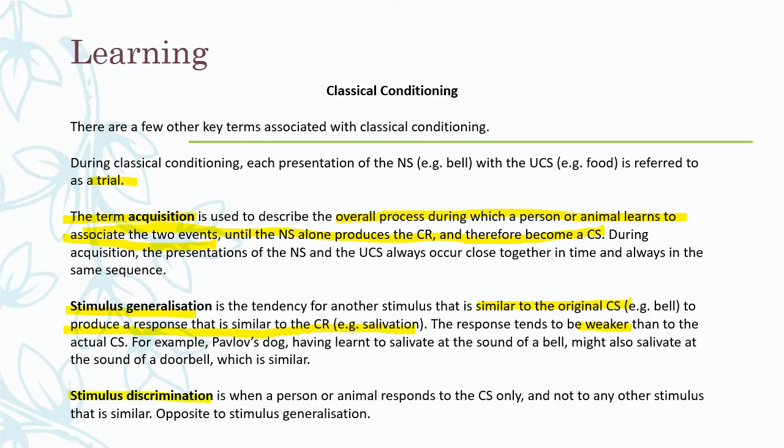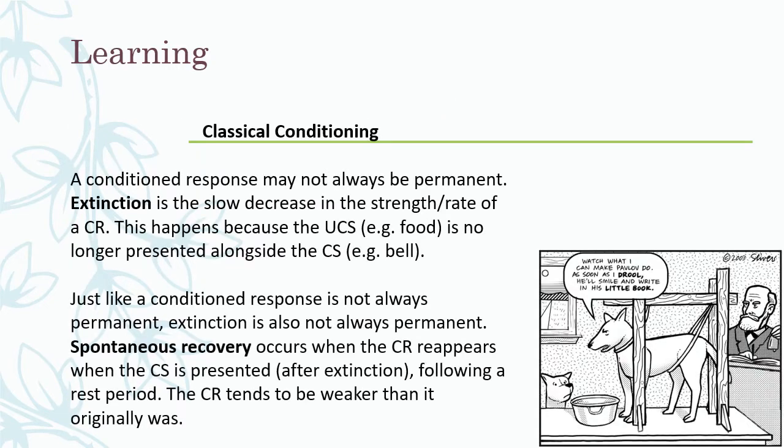In stimulus discrimination, they can respond only to the CS and not to any other stimulus that is similar. It is the opposite of stimulus generalization.